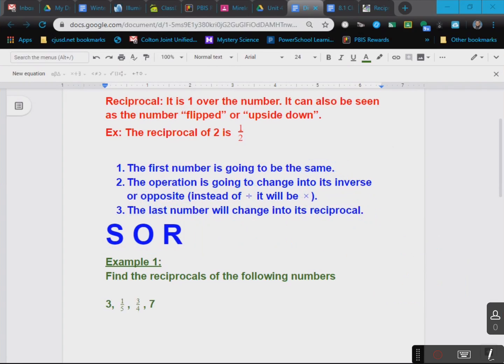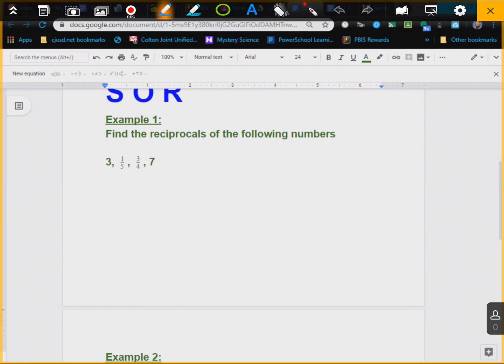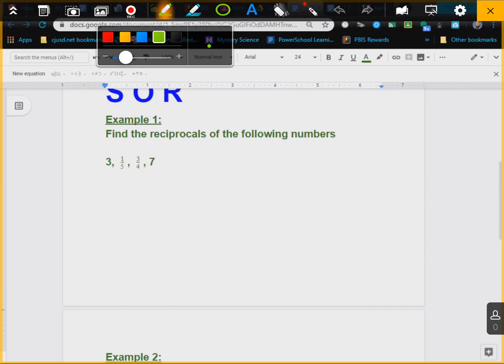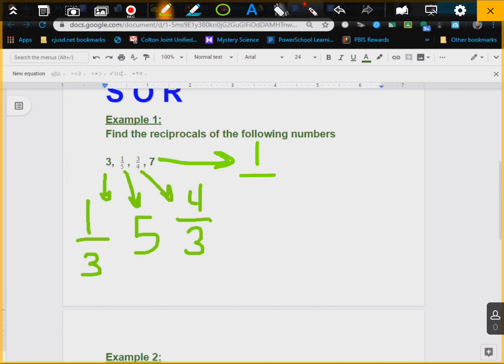The first example is to find the reciprocal of the following numbers. So what's the reciprocal of 3? Take a second. You can pause if you want, and you can see if you can get it. Well, the reciprocal of 3 is going to be 1 over 3. What's the reciprocal of 1 over 5? Well, the reciprocal of 1 over 5 is going to be 5 over 1, or 5. What's the reciprocal of 3 over 4? The numerator goes in the denominator and the denominator goes in the numerator. It's 4 over 3. And the reciprocal of 7 is 1 over 7. Okay, those are the reciprocals. If you're still stuck on what a reciprocal is, you should be writing a question down right now for me to address the next day.